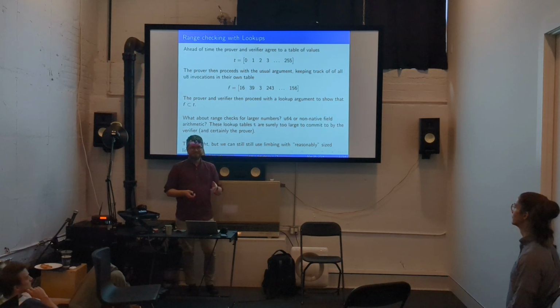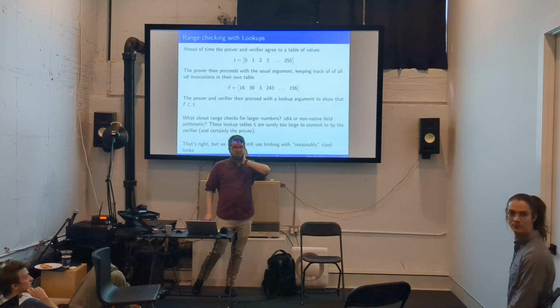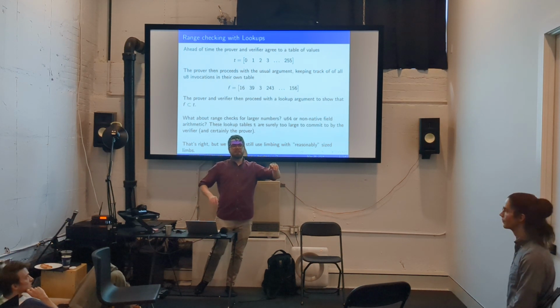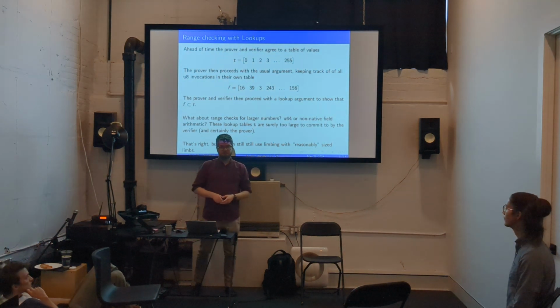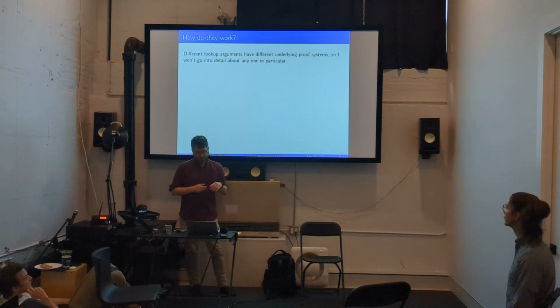Is this boring? Sorry, when you say limbs, do you mean the same thing as the big-end implementations that break up like... Yeah. Okay. Thank you. So if it's like 2 to the 256 or whatever, I'll have 4 U64s as my 4 limbs or something like that. Okay, so how do lookup arguments work?